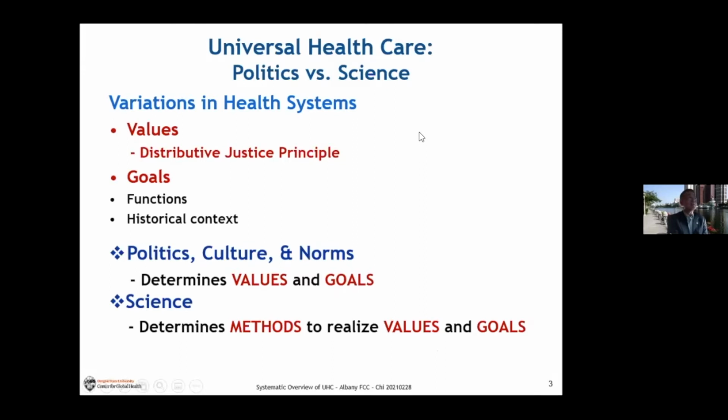So I always start by discussing politics and science. There are science and politics in how we organize universal healthcare. First of all, the idea of having universal healthcare is pure politics, because it's normative and value-based. So there's a huge variation if you look at health systems around the world. Particularly, I highlighted the values and goals. What should be the goal of a healthcare system? Each society's politics, culture, and norms will determine those values and goals. And science comes into play only after the society sets the values and goals. Science helps us achieve those values and goals using the scientific method.